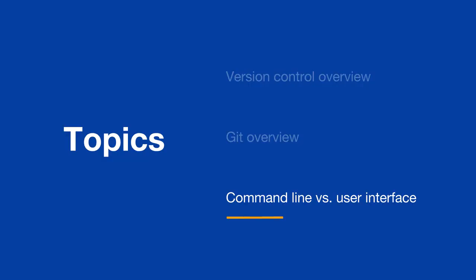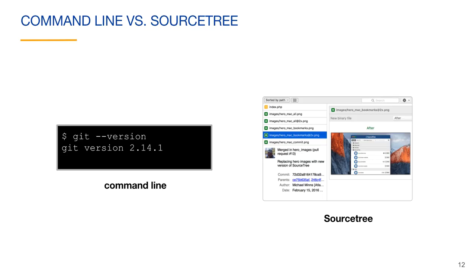Now that we have a basic understanding of version control and of Git, let's discuss the options that you have for interfacing with Git: the command line interface and a graphical user interface. In this course, you have a fundamental decision to make. You have the option of going through the hands-on portion of this course using a command line interface, or you can use the free graphical tool called SourceTree, which is a Git client for Windows and the Mac operating system.